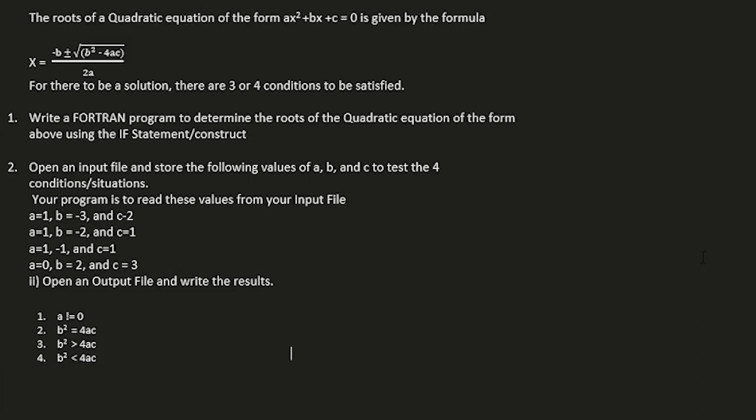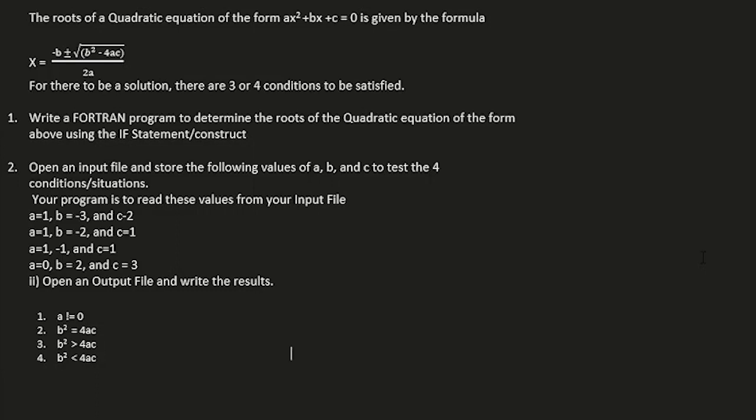Today's video will be the continuation of the series we started earlier, and today we'll be looking at a quadratic equation type of question. So let me start by reading the question. The root of a quadratic equation of the form ax squared plus bx plus c is equal to 0 is given by the formula x is equal to minus b plus or minus square root of b squared minus 4ac over 2a. For there to be a solution, there are 3 or 4 conditions to be satisfied.